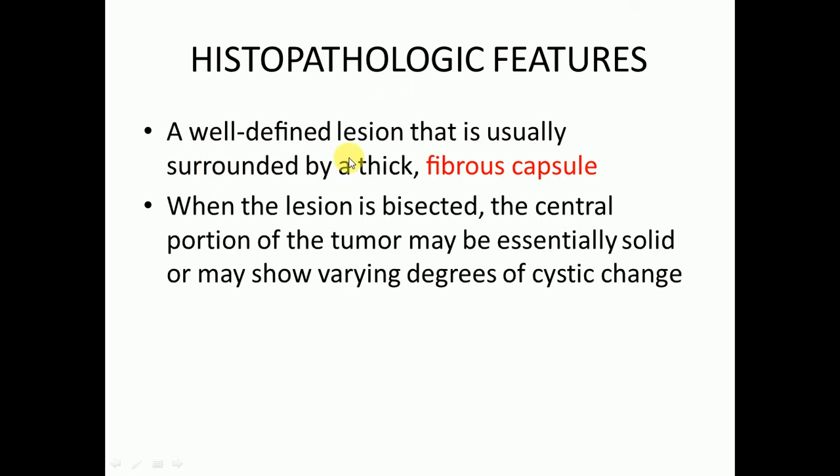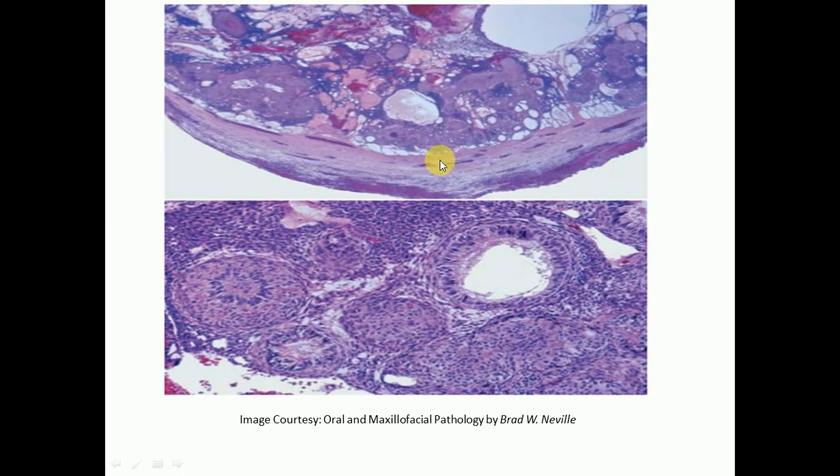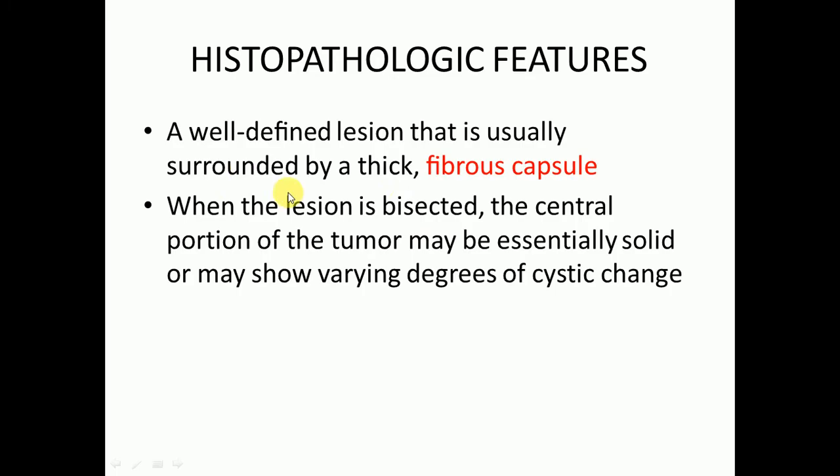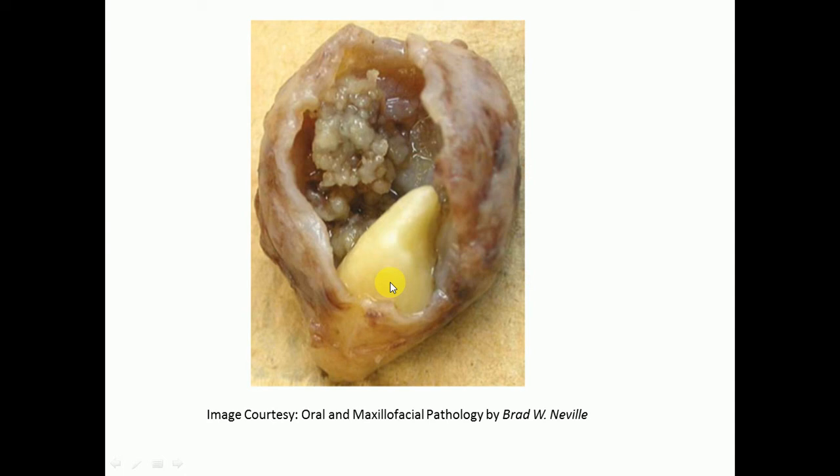There will be a well-defined lesion, and that is usually surrounded by a thick fibrous capsule. Here you can see the capsule, the thick capsule here. When the lesion is bisected, the central portion of the tumor may be essentially solid or may show varying degrees of cystic changes.